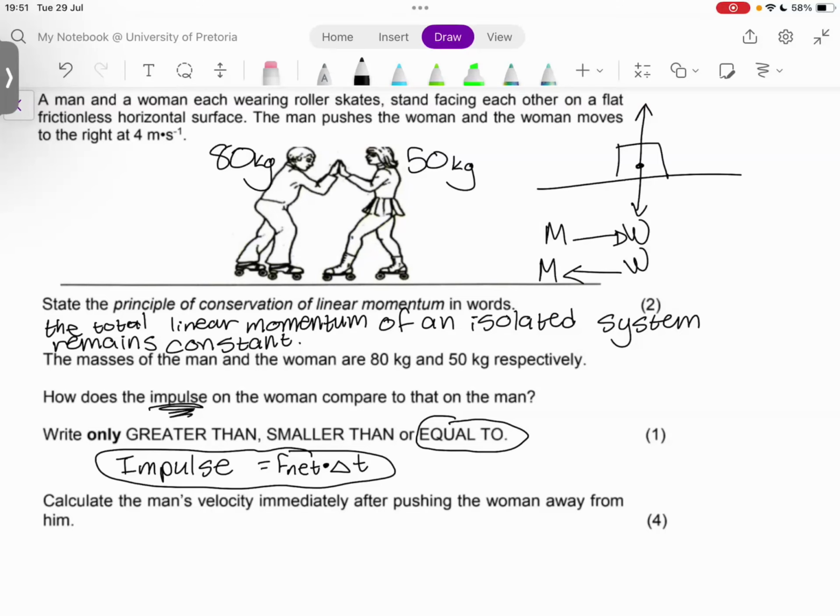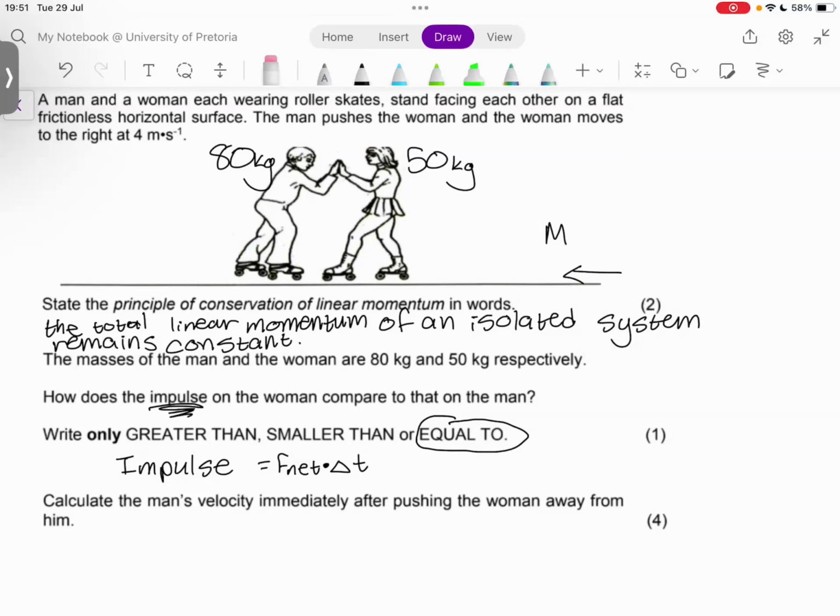Was that explanation a bit more clear? Is everybody clear on how we got to the final answer?